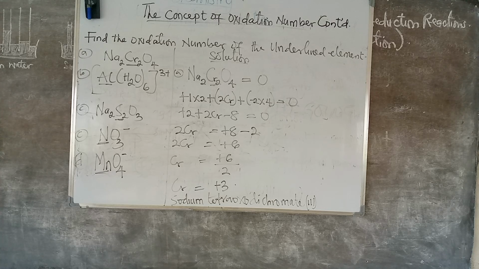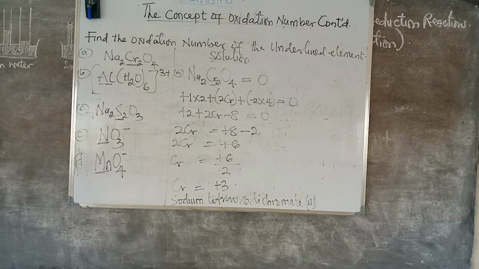The concept of oxidation number continued. So remember all the rules we have observed. If you check example A on the board now, they ask us to find the oxidation number of the underlined element, and the underlined element there is chromium. The oxidation number of sodium is +1, but we have 2 sodium atoms.